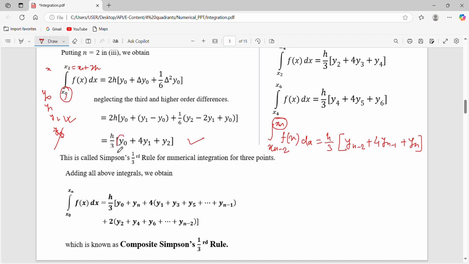Just see that y0 and yn, these two terms occur only a single time. The odd terms y1, y3, y5, up to yn minus 1 occur 4 times, so you will write 4 into this. The remaining terms, meaning the even terms like y2, y4, y6, up to yn minus 2, occur 2 times, so that is plus 2 into the remaining terms. This is known as the composite Simpson's one-third rule. In this way, we can easily get the trapezoidal rule and Simpson's one-third rule from the general quadrature formula.